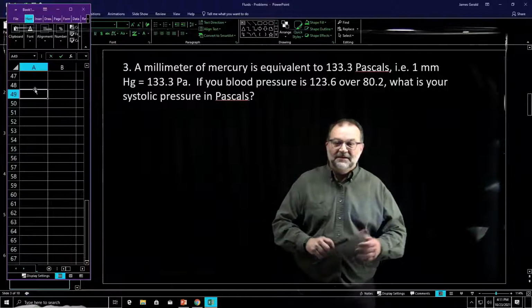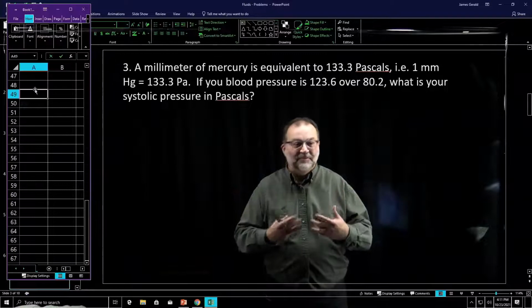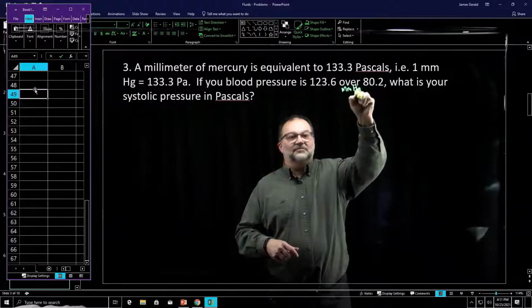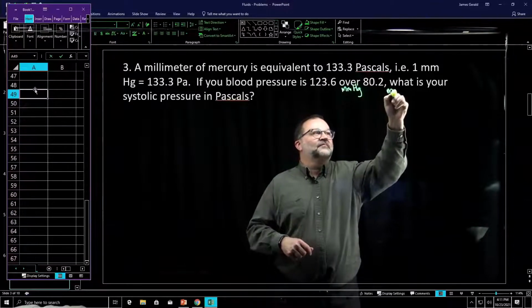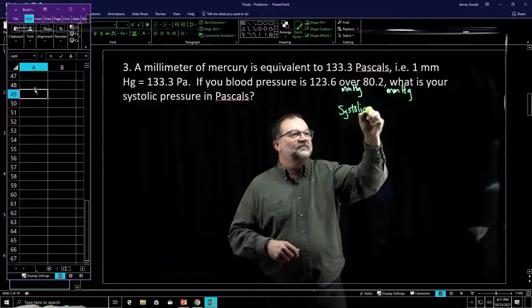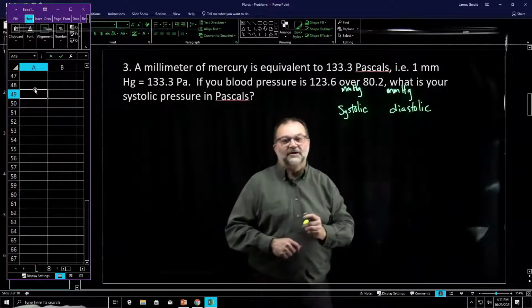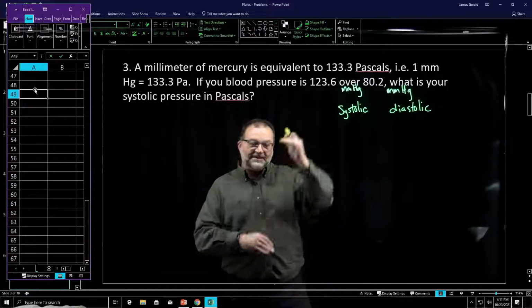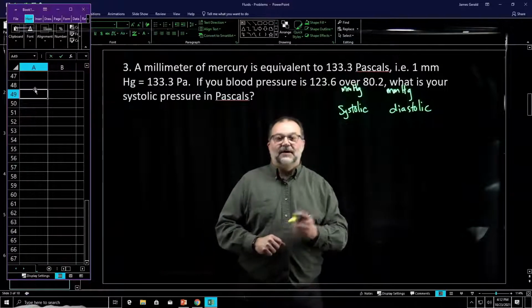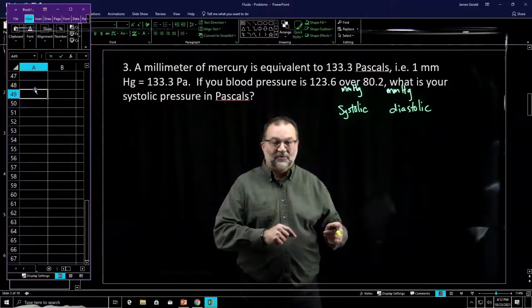And we're given the diastolic and systolic blood pressure in millimeters of mercury. This is systolic, and this is diastolic, right? The systolic is the higher one all the time. That's when your pressure is at its highest, coming out of the left side of the heart into the aorta. And so the real question is, what is the systolic pressure in pascals?